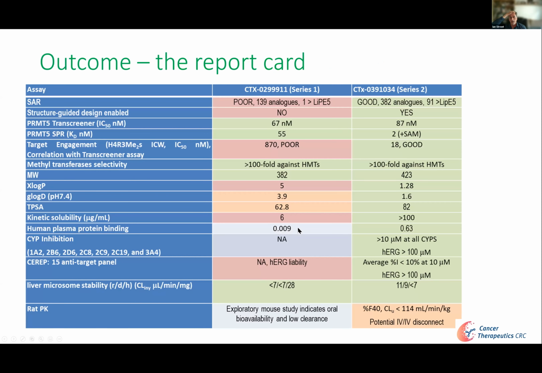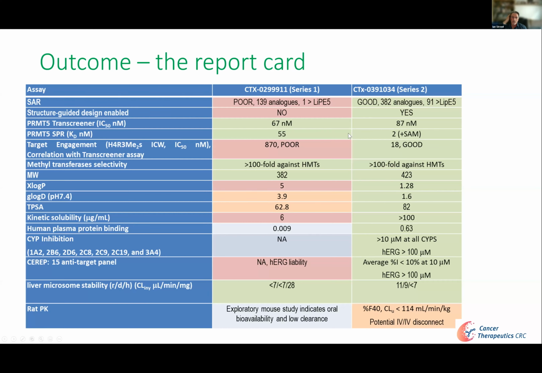So at the end of the lead generation, you end up with a score sheet based on the criteria that you've set at the start of the project. Red for rubbish, green for great, orange for maybe. So as you can see from this score sheet, essentially series 2 got the go-ahead to go into lead optimization, and we abandoned series 1 at this point in the process.